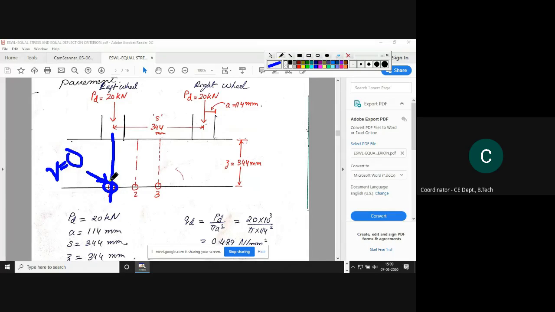Clear? For the first point, your r from the left wheel will be 0. Now what will be the point number 3? Our distance is how much? Suppose total distance, as I said, is 344, and this third point will lie somewhere in between. That is center to center. The gap is, so our value will be half of this value. That means point 3 will be at a distance of 344 by 2 from the left wheel.